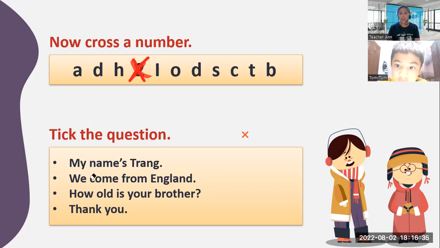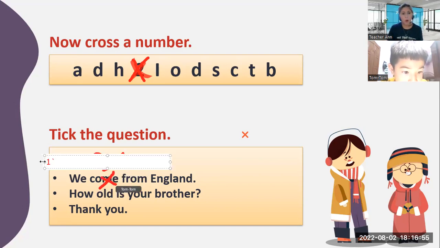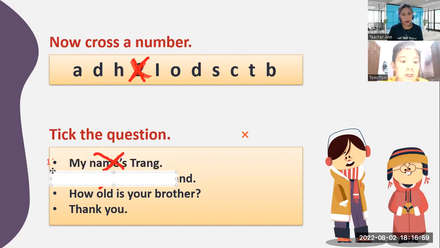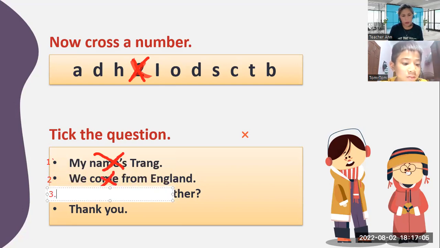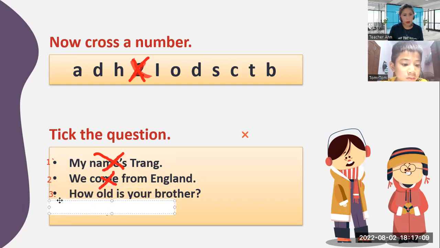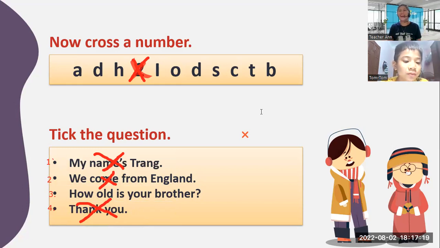Okay, here, what is the question here? My name is Shrunk. We come from England. How old is your brother? Or thank you. What is the question here? Oh, I will put, sorry, I will put number. Okay, this is number one. Number two. Number three. Number four. Okay. You put question. Where is the check? Very good, Tommy Boy.